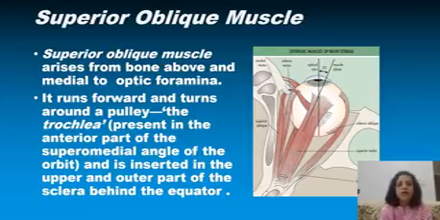The superior oblique muscle arises from the bone above and medial to the optic foramen. It then runs forward and turns around the pulley, the trochlea, present in the anterior part of the supromedial angle of the orbit, and is then inserted in the upper and outer part of the sclera behind the equator.